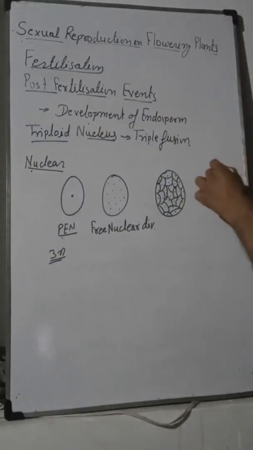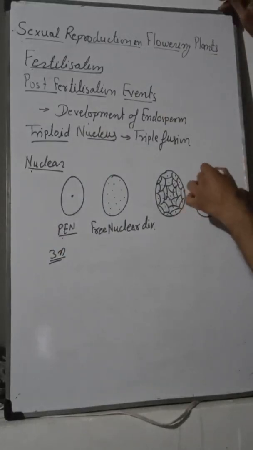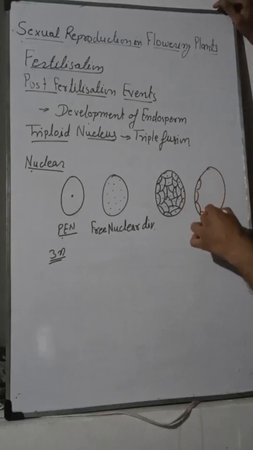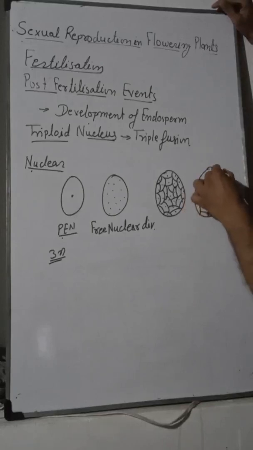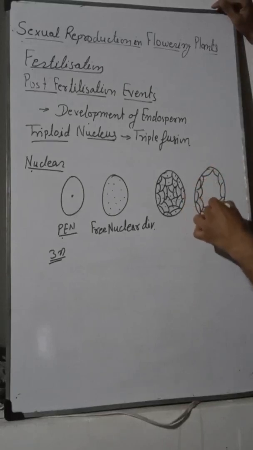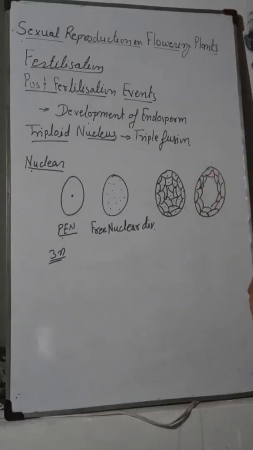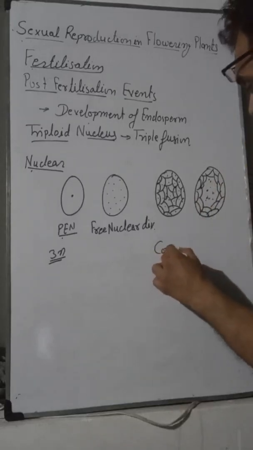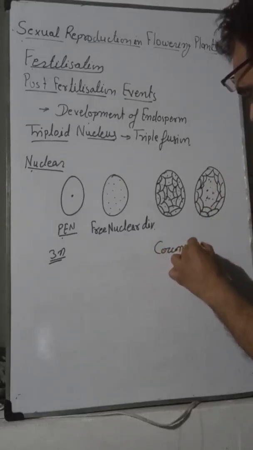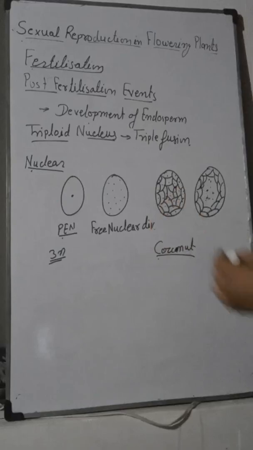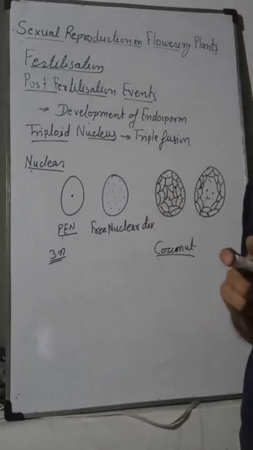Sometimes the peripheral wall becomes cellular and the central portion remains nuclear. It occurs inside the coconut. Inside the coconut, both types of endosperm are there.